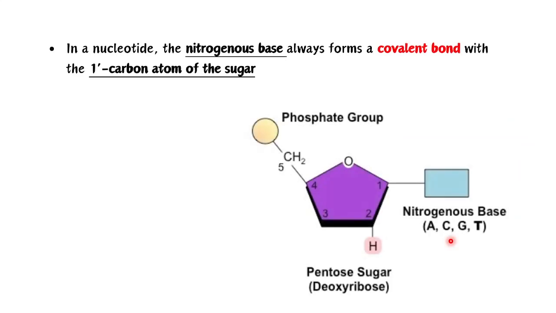Okay. Now, in a nucleotide also, the nitrogenous base always forms a covalent bond with the first carbon atom of the sugar. In other words, the nitrogenous bases, may it be adenine, cytosine, guanine, thymine, or even uracil, will always form a covalent bond and attach themselves to the first carbon atom of the pentose sugar. So, that's it.